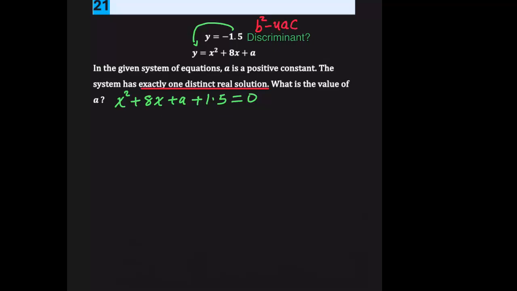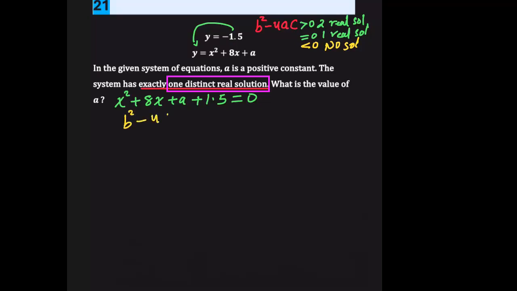That expression tells us how many real solutions this quadratic equation has. If it is greater than 0, you have two distinct real solutions. If it is equal to 0, you have one real solution. If it is less than 0, you have no real solutions, just imaginary numbers. In this case, the system has exactly one distinct real solution, so b squared minus 4ac equals 0. We'll use this expression to find the value of a.